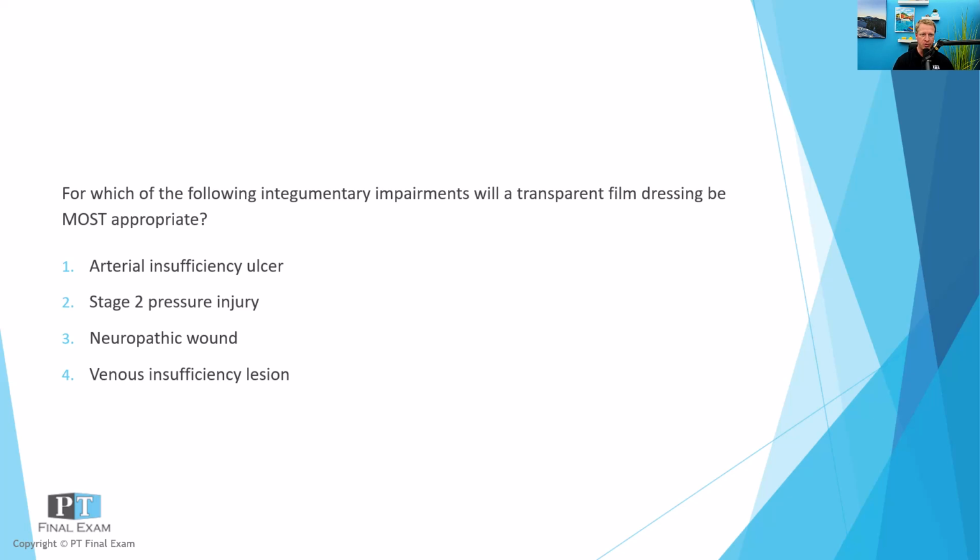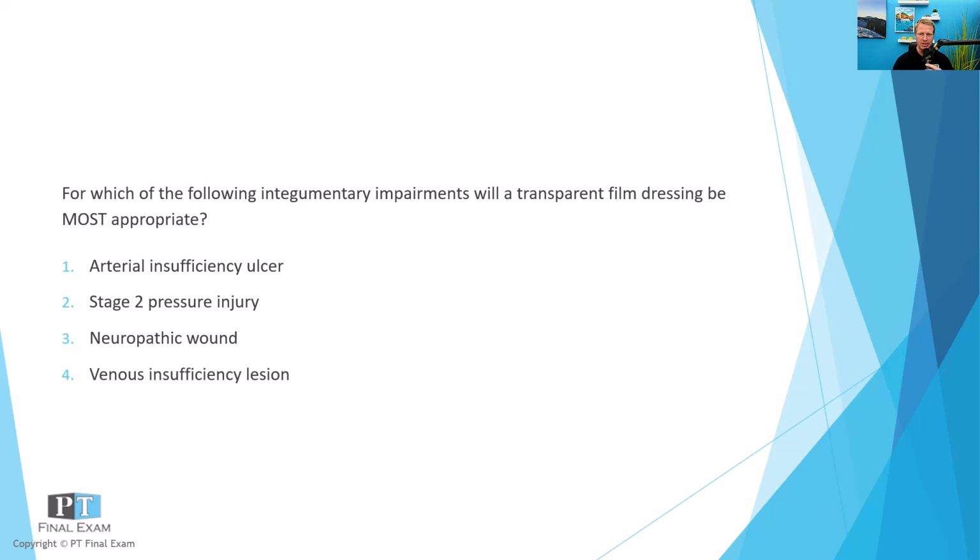So again, for which of the following integumentary impairments will a transparent film dressing be most appropriate? 1. Arterial insufficiency ulcer. 2. Stage 2 pressure injury. 3. Neuropathic wound. Or 4. Venous insufficiency lesion.